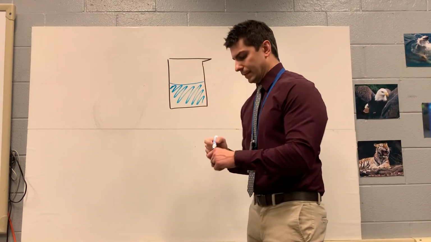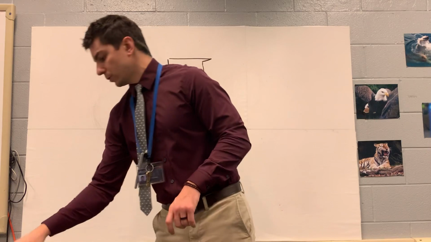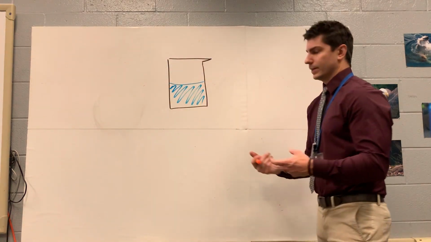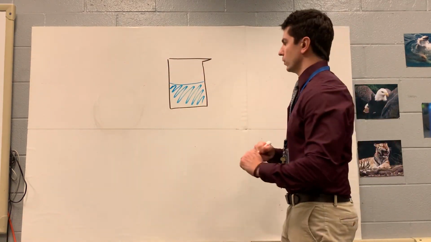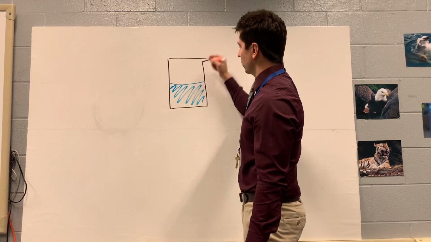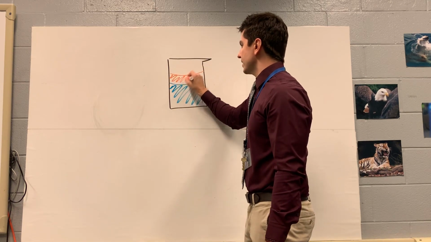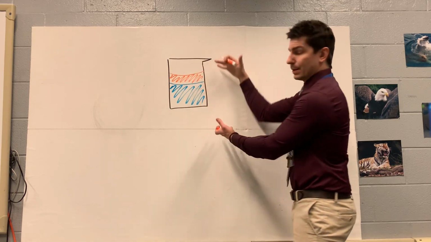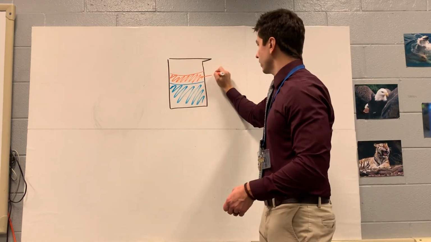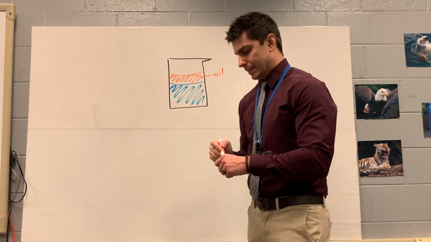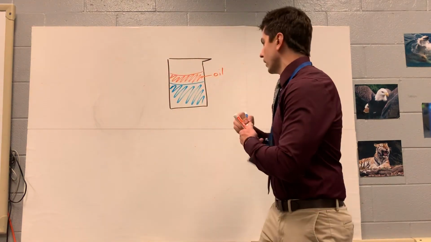Okay? Now let's say that I'm going to add some oil to it. All right? I don't have a yellow color, guys, so I'm just going to use orange for oil. So I'm going to pour some oil in it, and then the oil forms right on top. It might mix at first, but then they separate. So this is going to be our oil, and then down at the bottom is going to be our water.